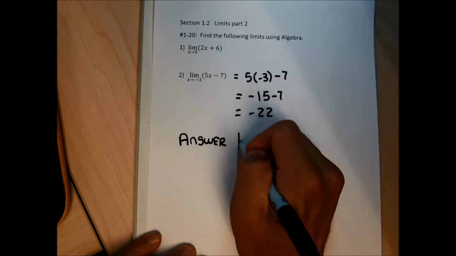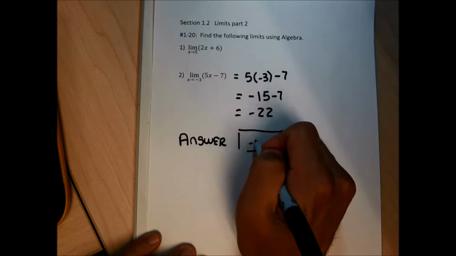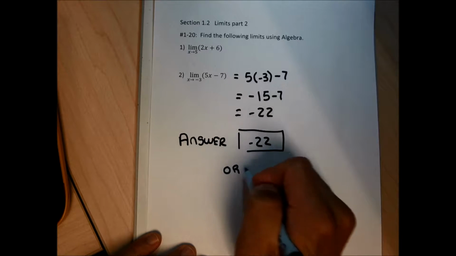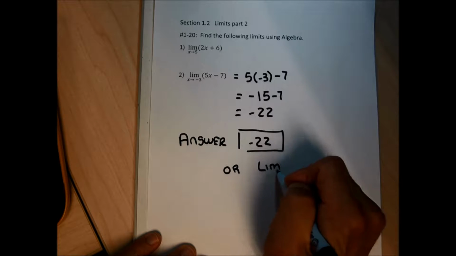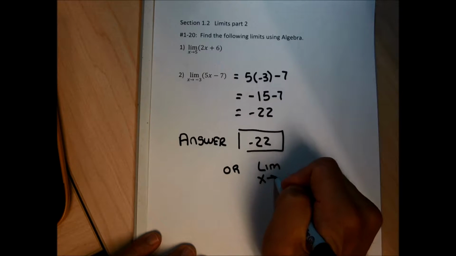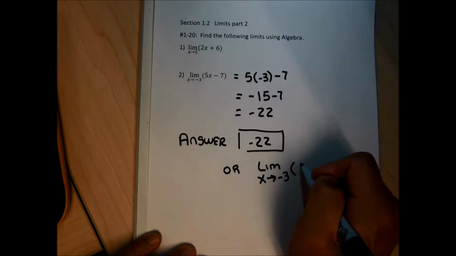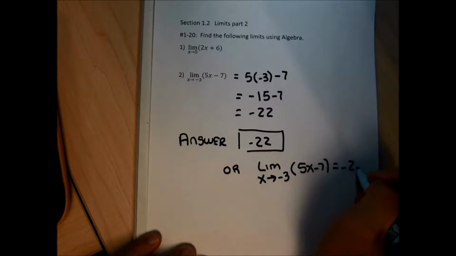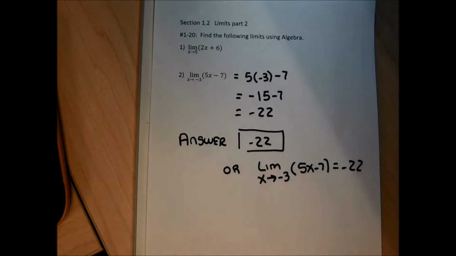For my answer, I can just write the number negative 22, or if I want to write something that's maybe a little more elegant, I could write the original problem, the limit as x approaches negative 3 of the function 5x minus 7 equals negative 22. That's all I need to do for problem 2. That's all you would need to do, something similar to that for problem 1.